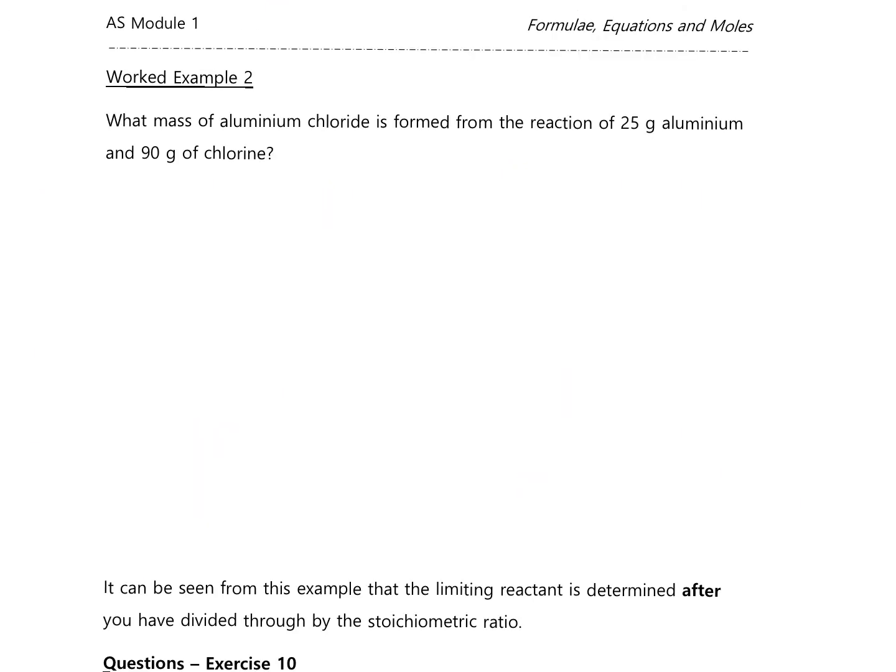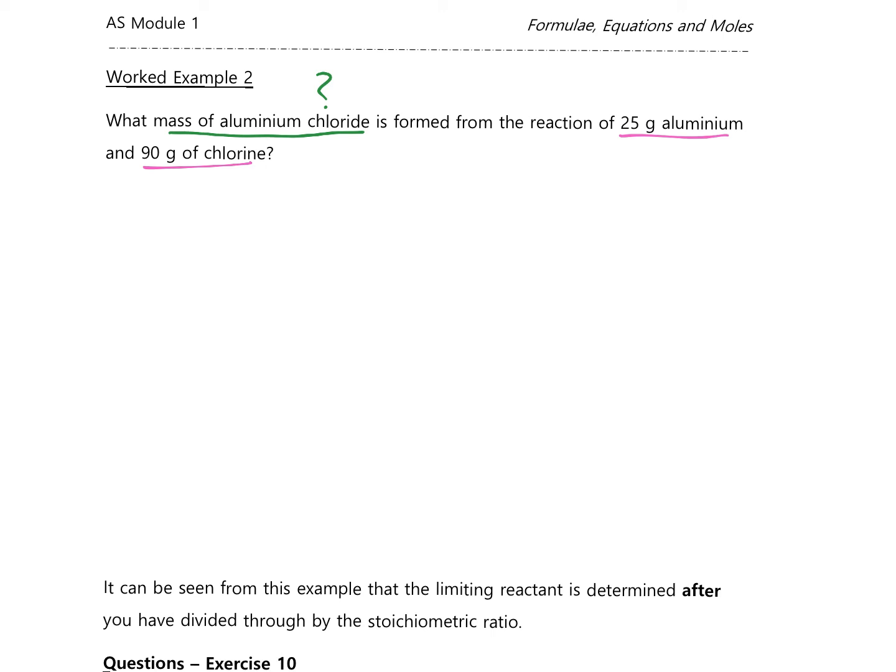Let's do one more example together, and this example is one where we will need to be a wee bit more careful about our ratio, so it'll be good to look at an example like that. So it's a similar type of reaction, but we'll have different values here. Here we're asked what mass of aluminium chloride, so that's our question mark, is formed from the reaction of 25 grams of aluminium with 90 grams of chlorine. Okay.